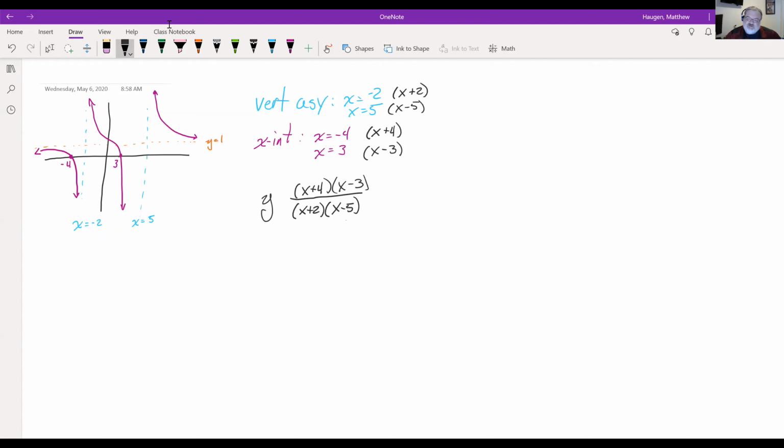Questions about that so far? I mean, it doesn't have to be any more complicated than that. Now, we do have to make sure about that horizontal asymptote and maybe talk about the y-intercept at some point. But we know these factors have to be there because we see those blue vertical asymptotes and we see those purple x-intercepts. That means these factors must be there.